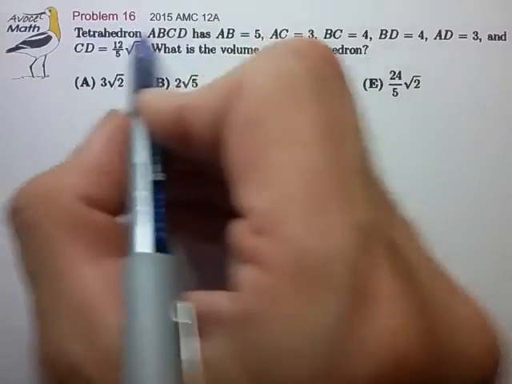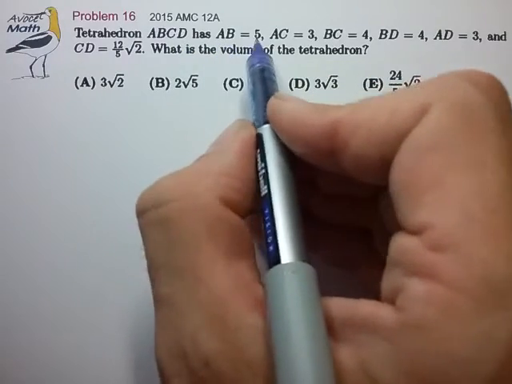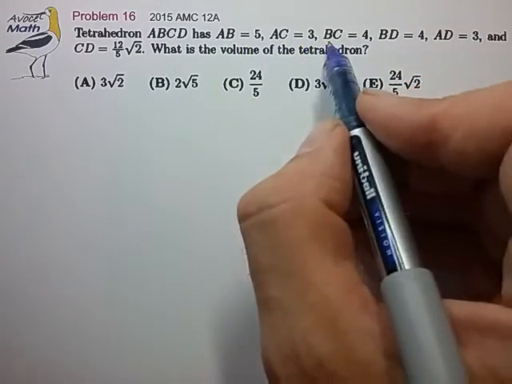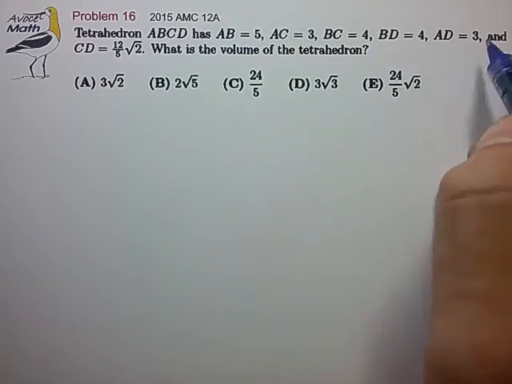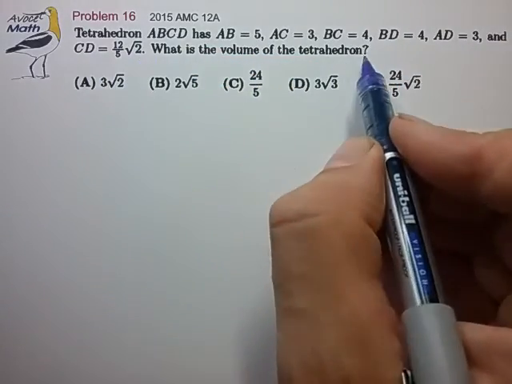Hi, this is problem 16 of the AMC 12A. Tetrahedron ABCD has side AB equal to 5, AC 3, BC 4, BD 4, AD 3, and CD 12 over 5 root 2. What is the volume of the tetrahedron?